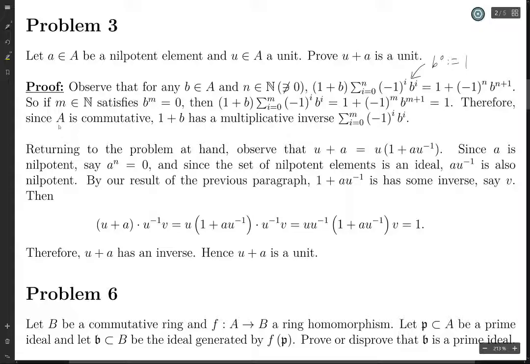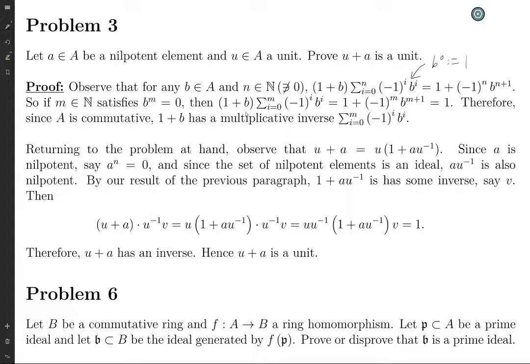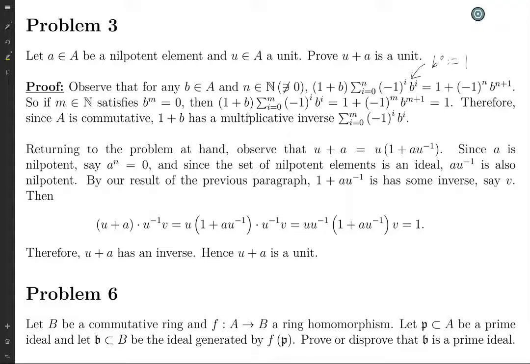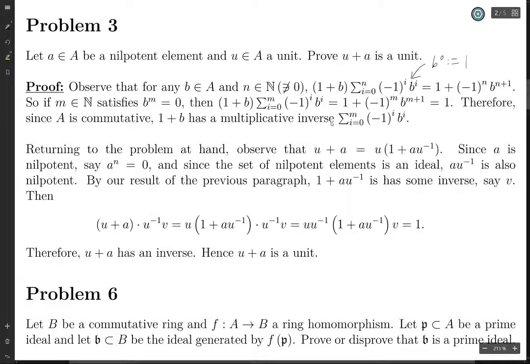Since A is a commutative ring, 1 plus B has a multiplicative inverse given by this sum. The reason I mention commutativity here is that in non-commutative rings, you do have to worry a little bit about left inverses and right inverses. To have an inverse, not only does AB have to equal 1, but BA also has to equal 1 in order for A and B to be multiplicative inverses of each other. Anyway, by commutativity, we know that 1 plus B has a multiplicative inverse given by this sum.